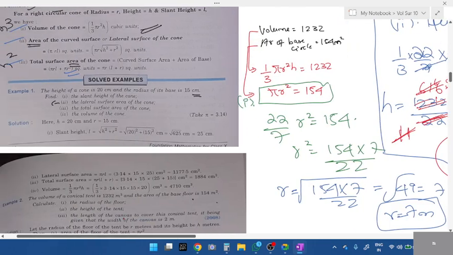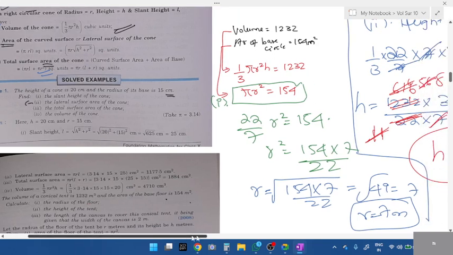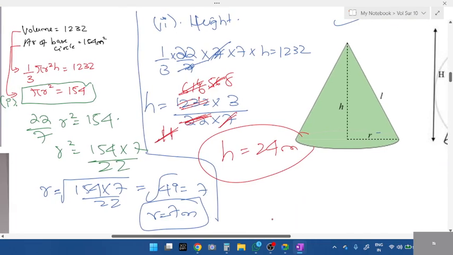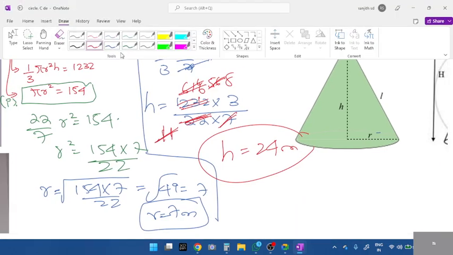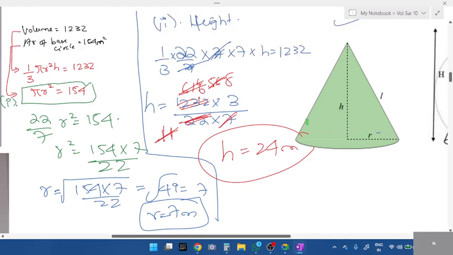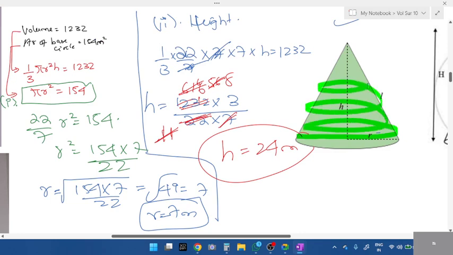The length of the canvas. Canvas is, just imagine, a cloth. Once you fix the tent, the cloth, students, the cloth to cover its conical tent. Okay, during camping, in order to avoid cold, we need to cover this tent. How do you cover this tent? Right around this cone, you have to wrap it with the cloth, right?